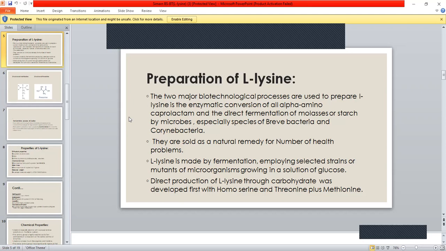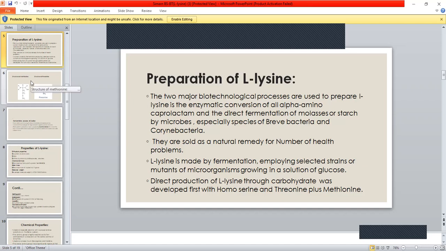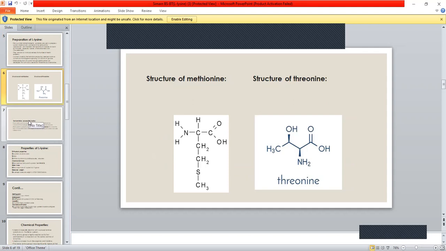Lysine is made by fermentation, employing selected strains or mutants of microorganisms growing in a solution of glucose. Direct production of L-lysine from carbohydrates was developed first with homoserine and threonine plus methionine. Here is the structure of methionine and the structure of threonine.